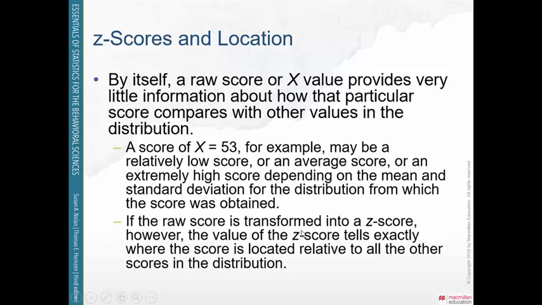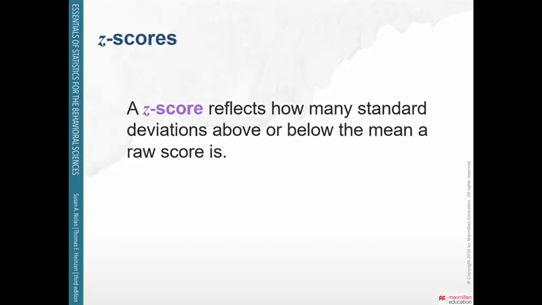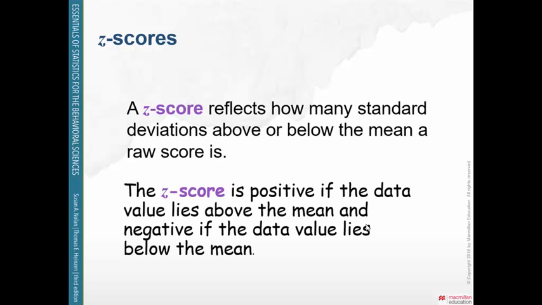But if we transform the raw score into a z-score, which is a standardized score, standardized on standard deviation units, all of a sudden it tells us a lot more. And as we've said here, a z-score reflects how many standard deviations above or below the mean a raw score is. A z-score is positive if the score lies above the mean, and a z-score is negative if the data value lies below the mean.